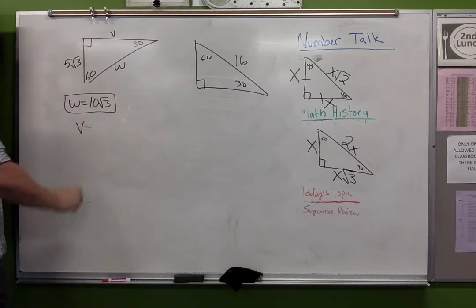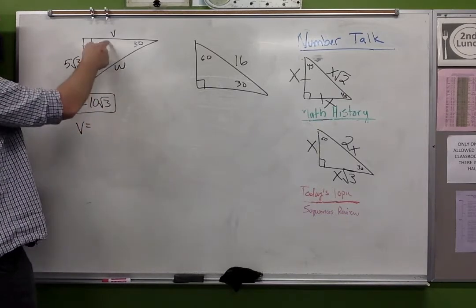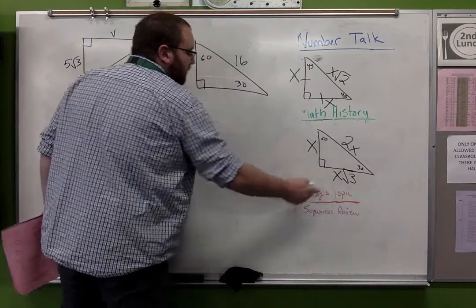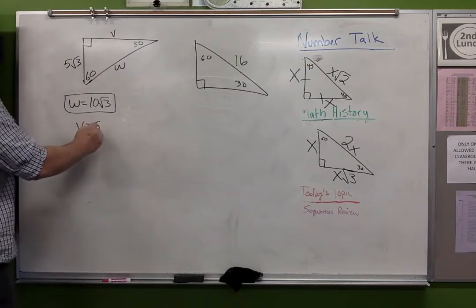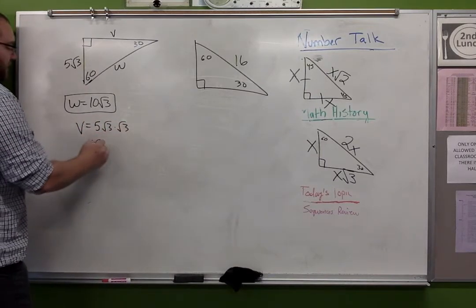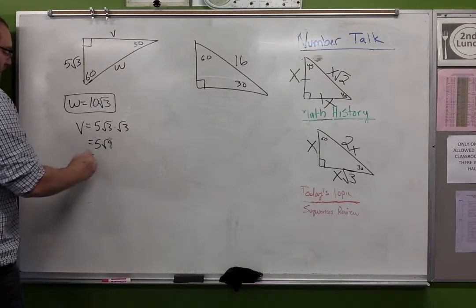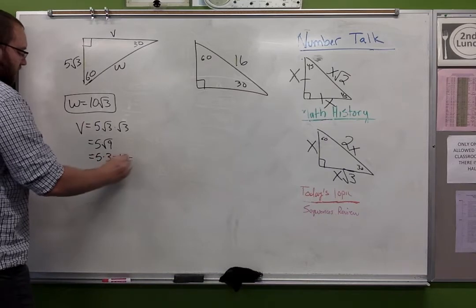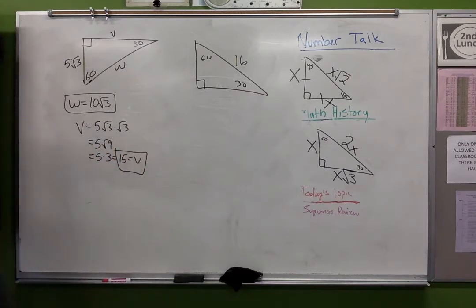And V. To find the side across from 60, you take the side across from 30, multiply by square root of 3. So 5 square root of 3 times square root of 3. Square root of 3 times square root of 3 is square root of 9. Square root of 9 is 3. 5 times 3 is 15. There are your answers.